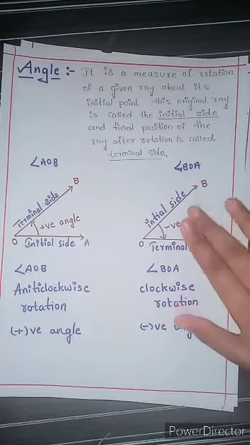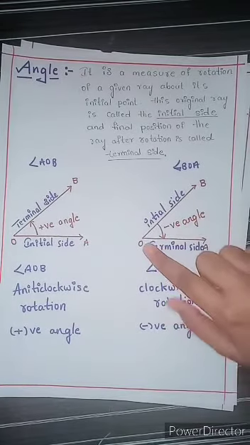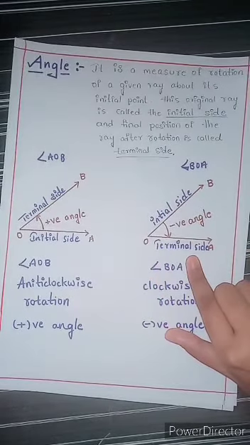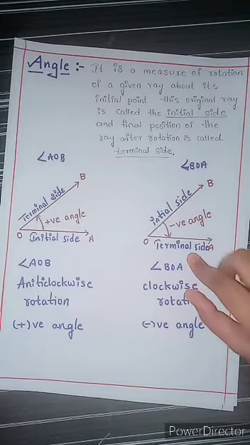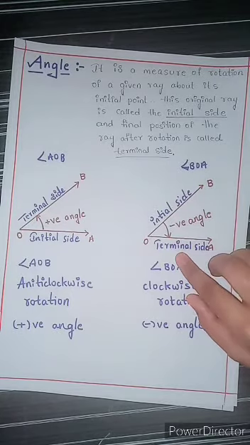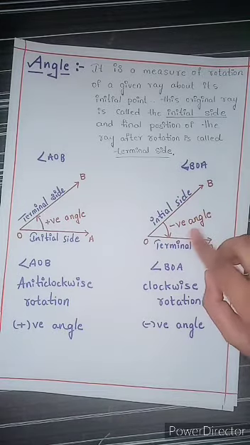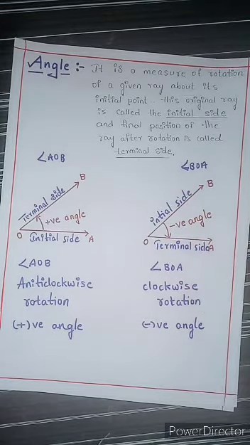When we talk about angle BOA, where OB is the initial side and OA is the terminal side, here the rotation which is to be done is clockwise. For clockwise, the rotation is a negative angle. Okay.